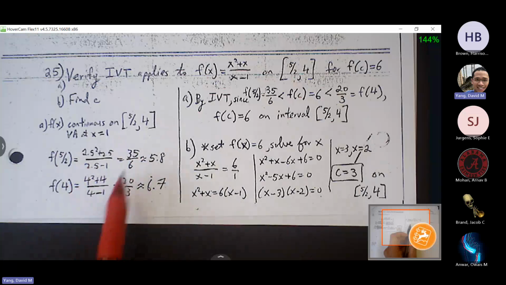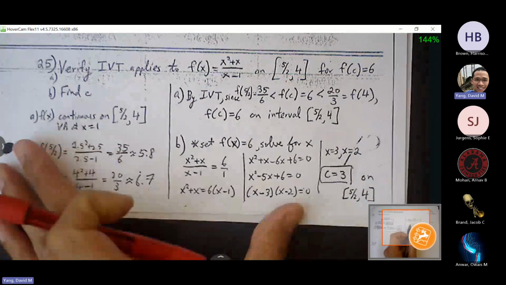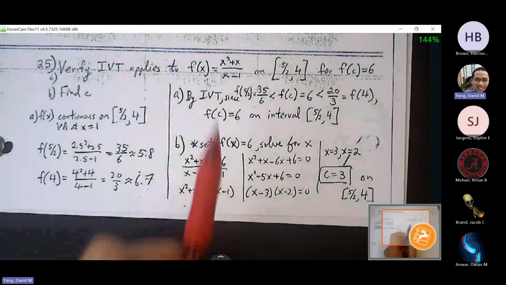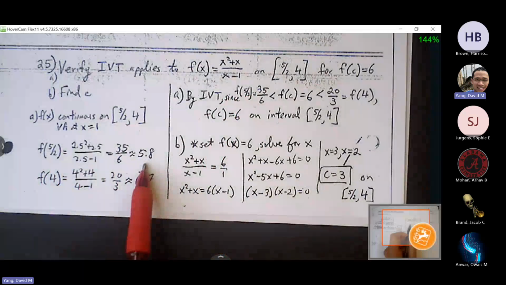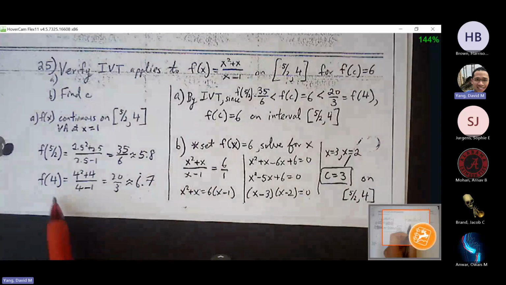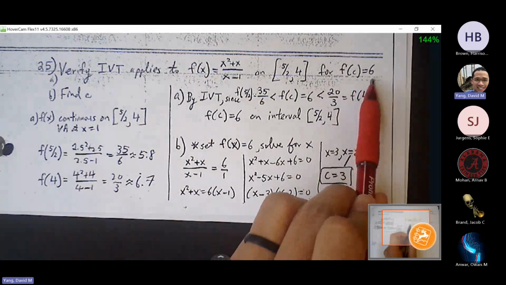Now, these are a little bit harder to do. The test is without a calculator, so I'll give you numbers easier to interpret. I won't give you ones where you're doing messy calculations. So if I plug 5/2 in for x, I'm going to get roughly 5.8. If I plug 4 in for x of the function, I'm going to get 6.7. I'm looking for a y value of 6.